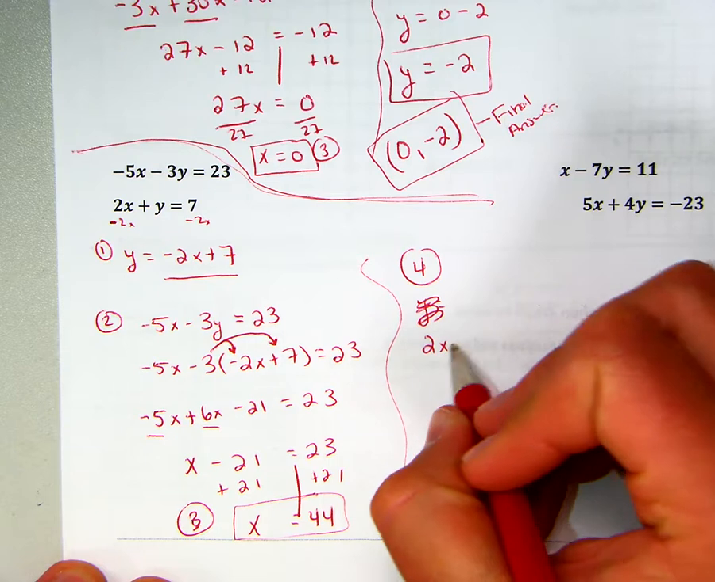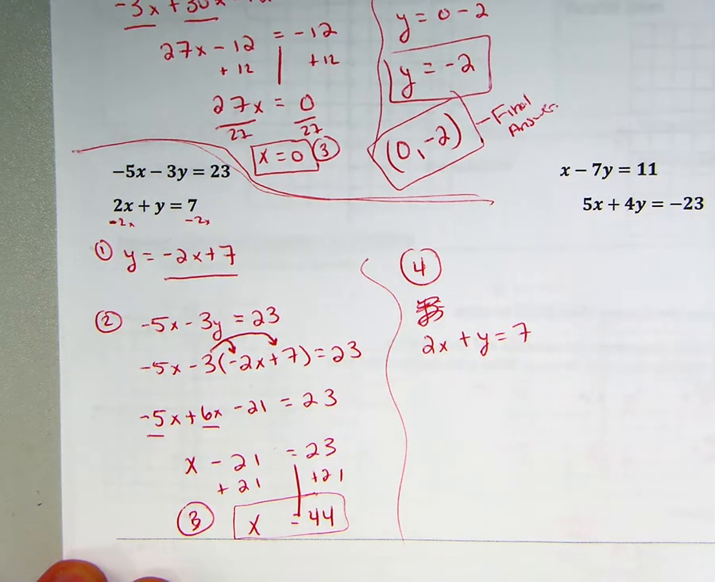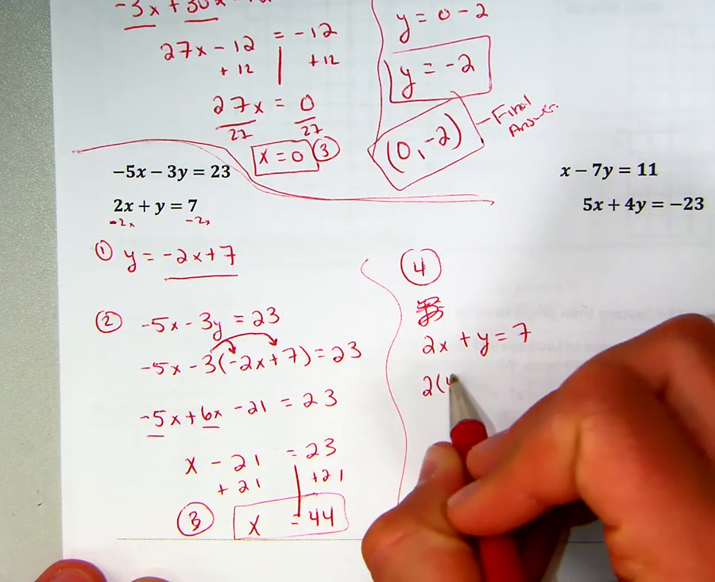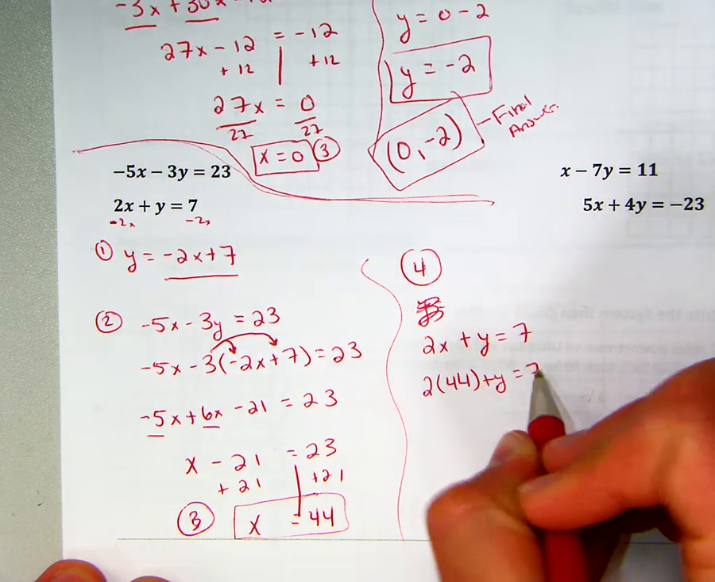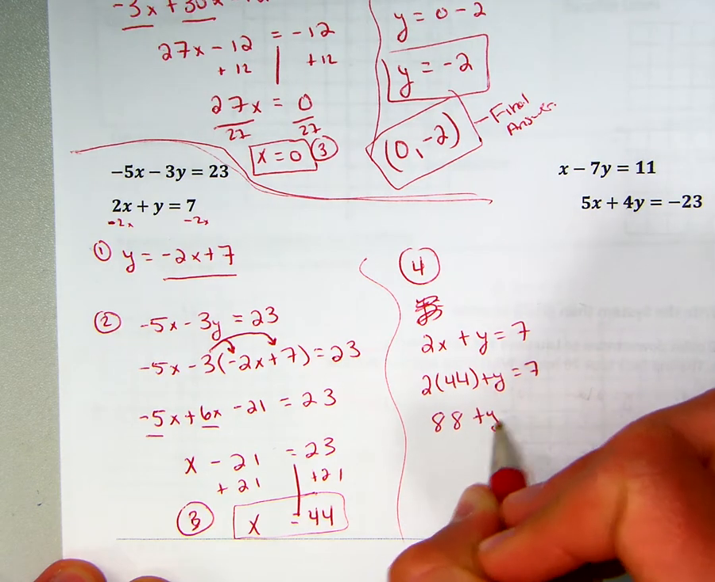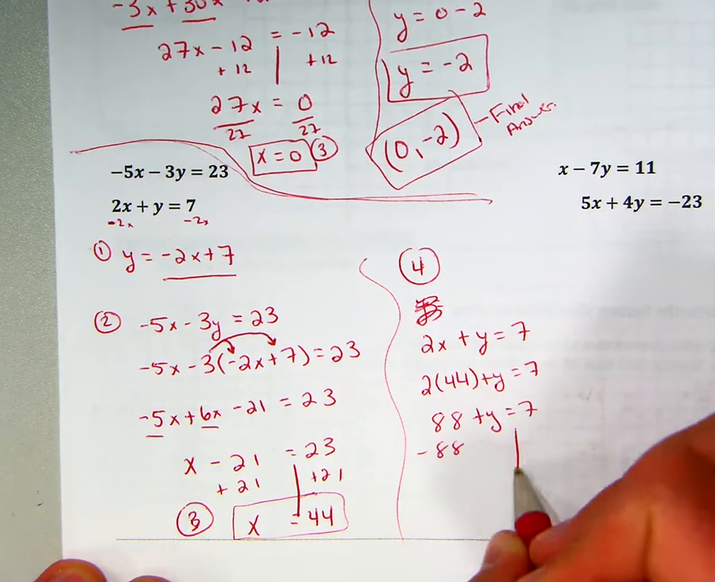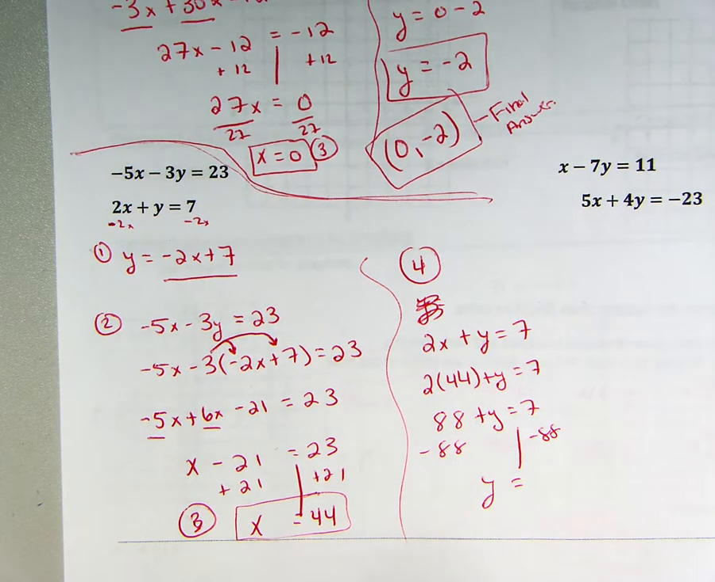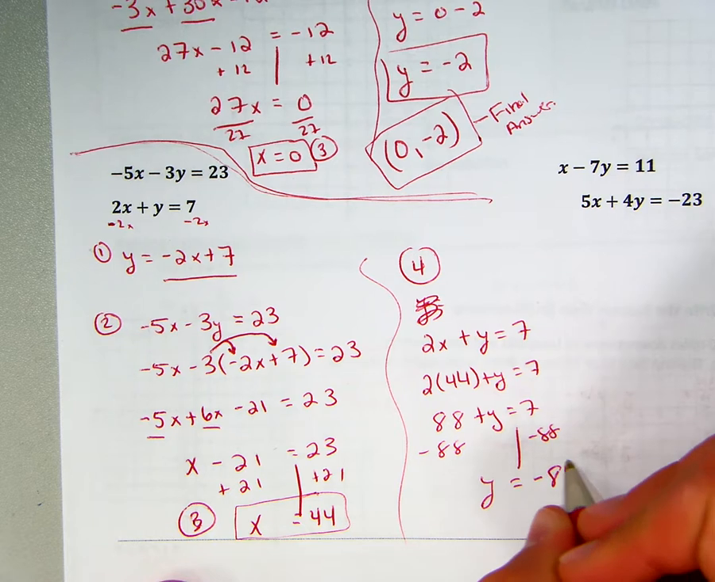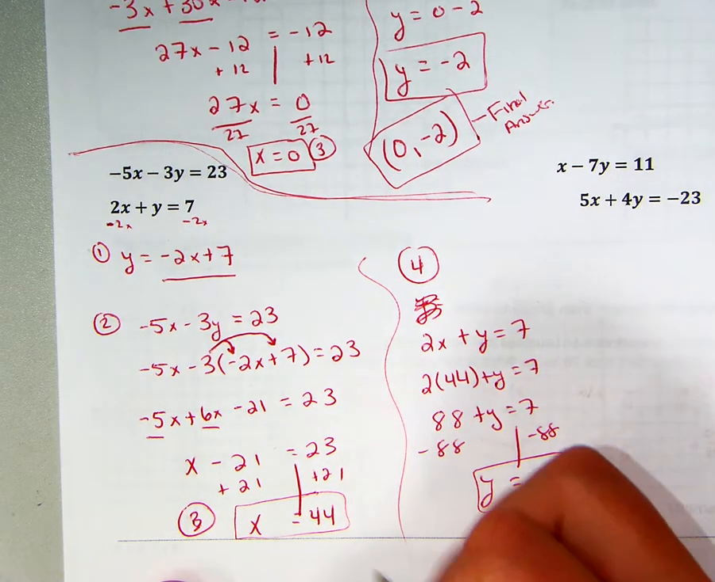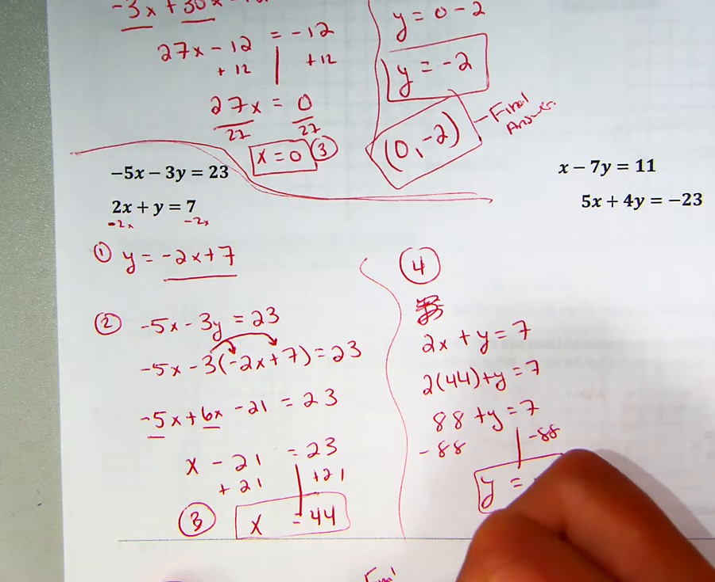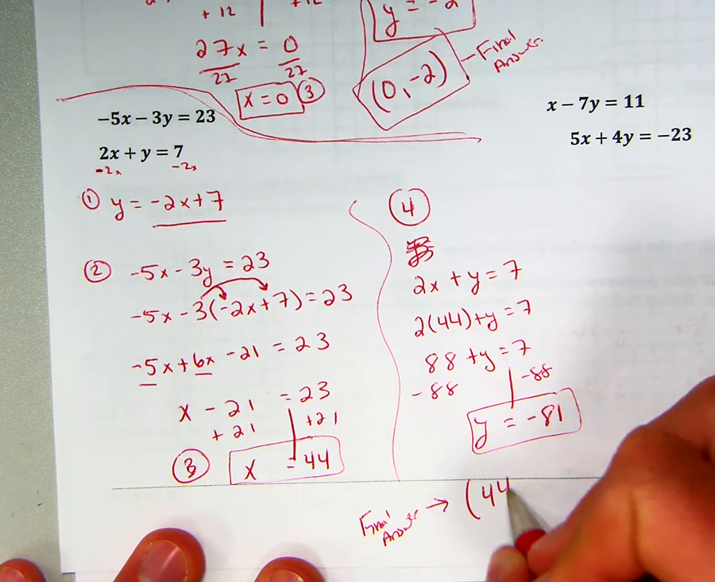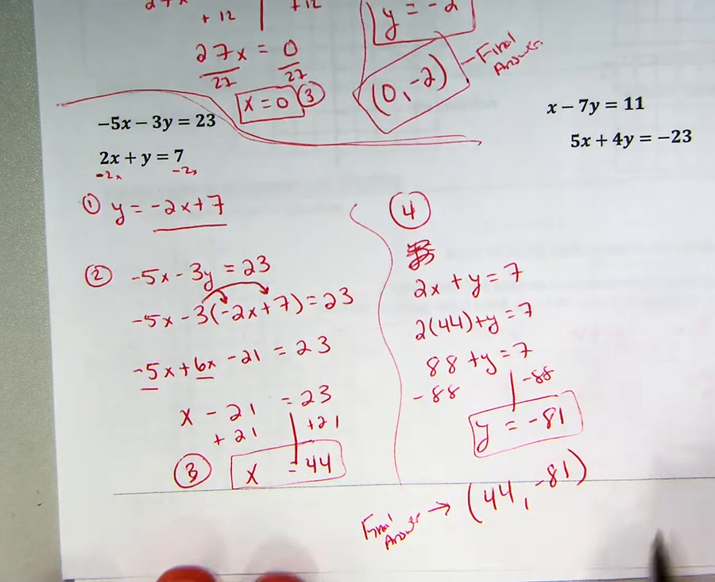So we're going to do 2x plus y equals 7. X we said was 44. So we have 2 times 44 plus y equals 7. 88 plus y equals 7. Subtract 88 on both sides. And I get y equals 7 minus 88, which is negative 81. All right. So again, my final answer is 44 comma negative 81.